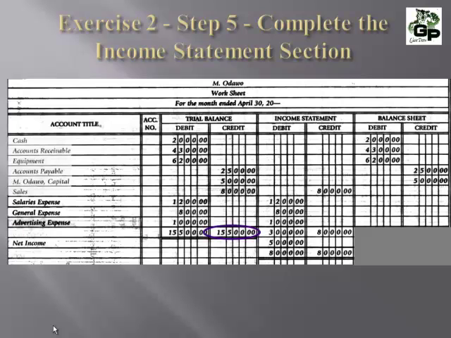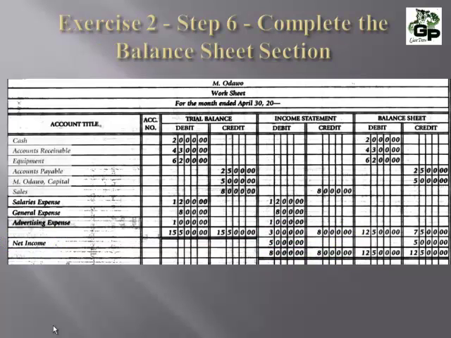Notice 3,000, 8,000, that gives us a net income of 5,000. Our total at the bottom of each column, 8,000 and 8,000. Step 6 is to complete the balance sheet section.